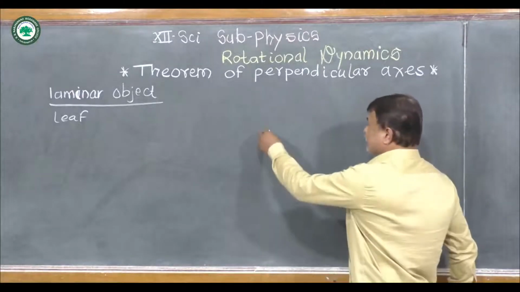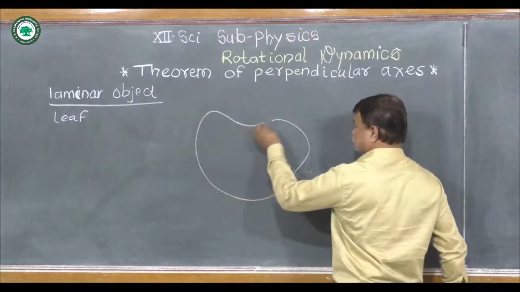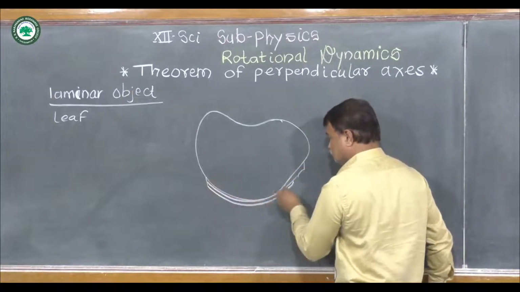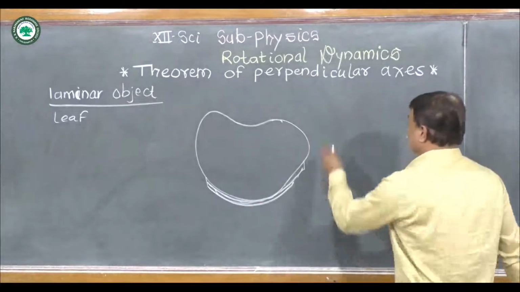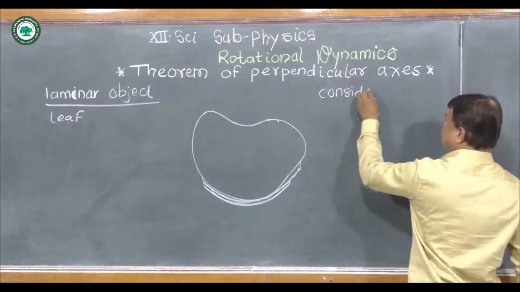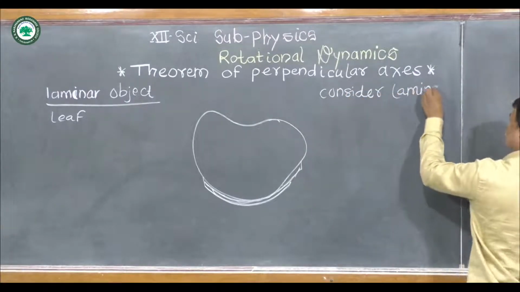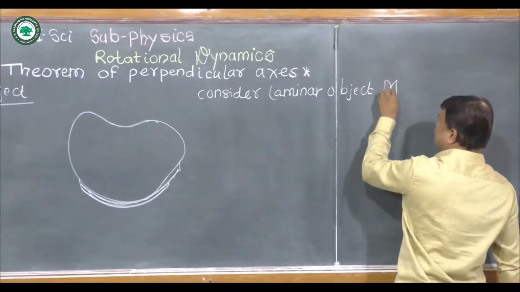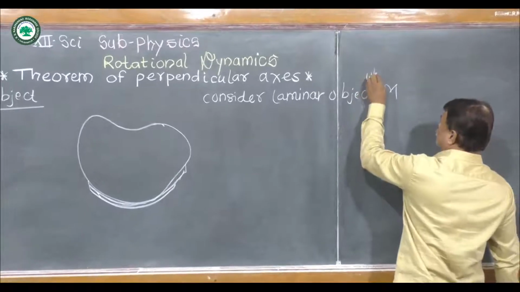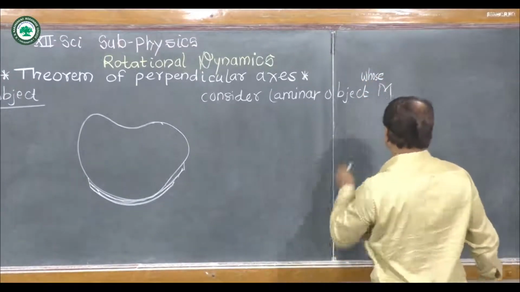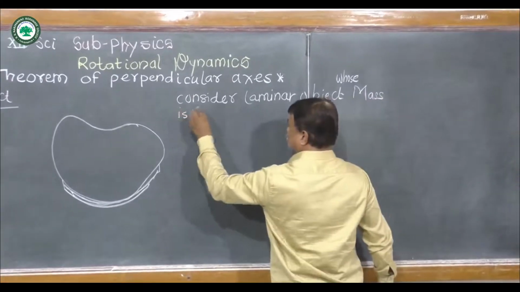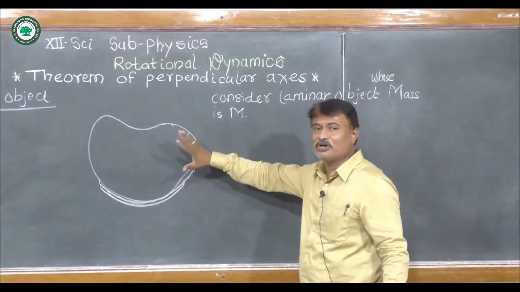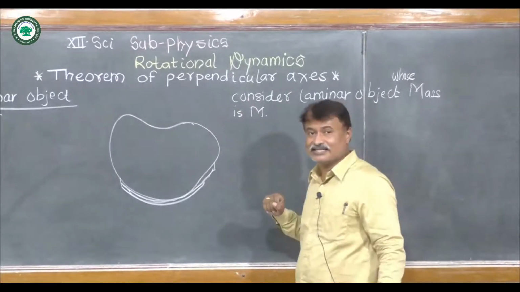Now we consider a laminar object like this one, whose total mass is capital M. Now this laminar object consists of n number of small elements, each having mass dm.